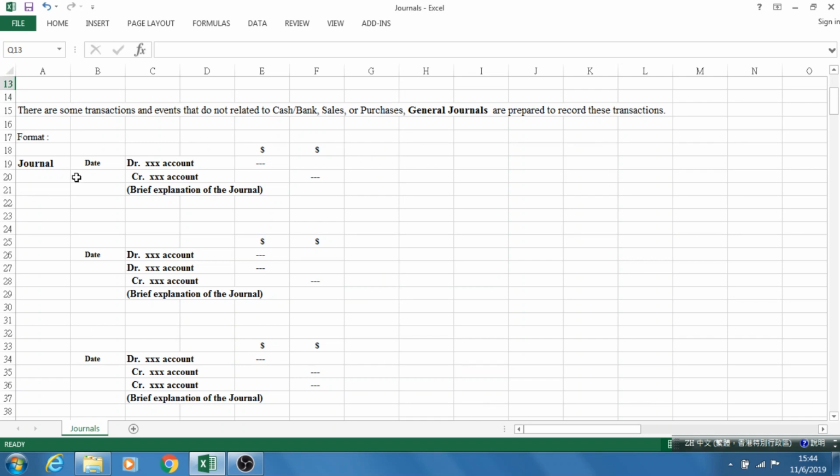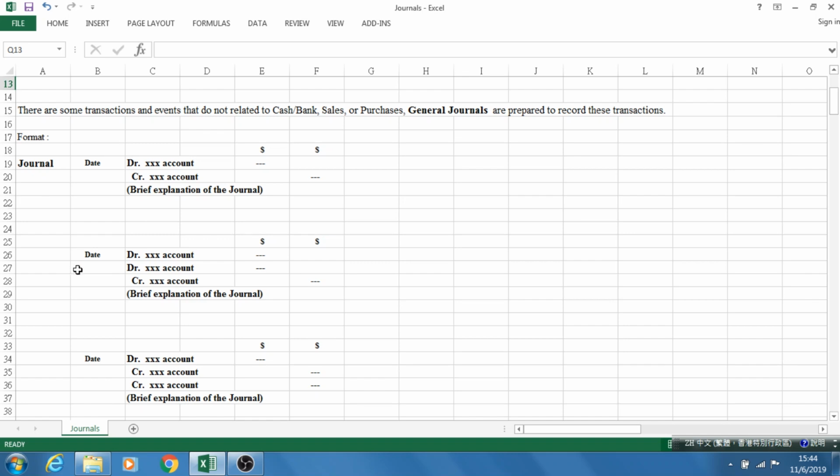Example 1. First is the date. Debit to the account to record the debit entry, amount. Credit to the account to record the credit entry, amount, and then give a brief explanation of the journal. This journal involves two ledger accounts. A debit is matched with a credit.